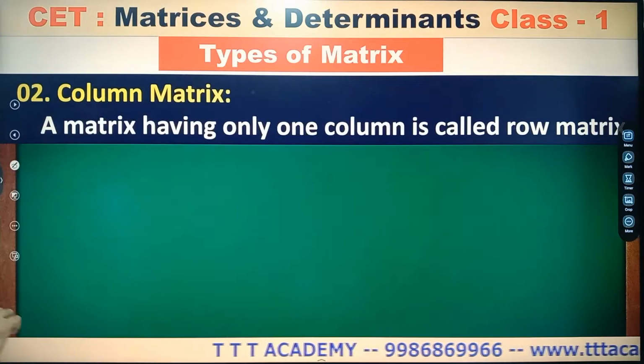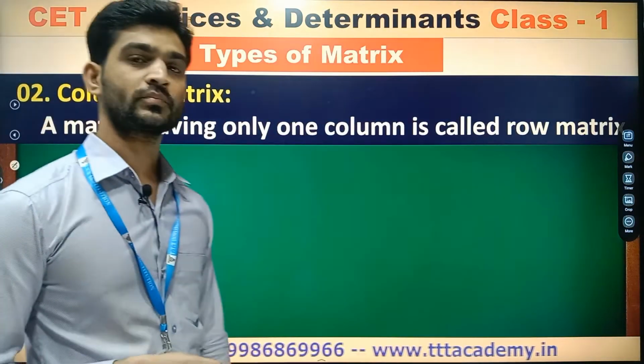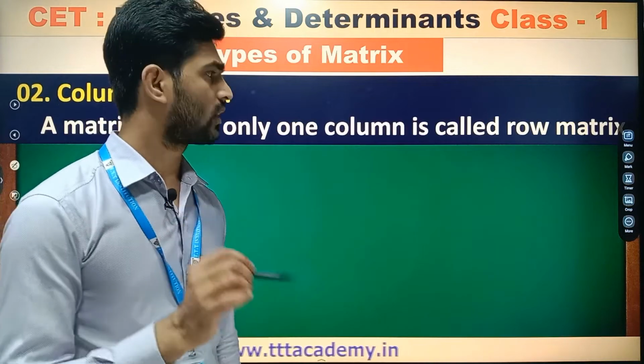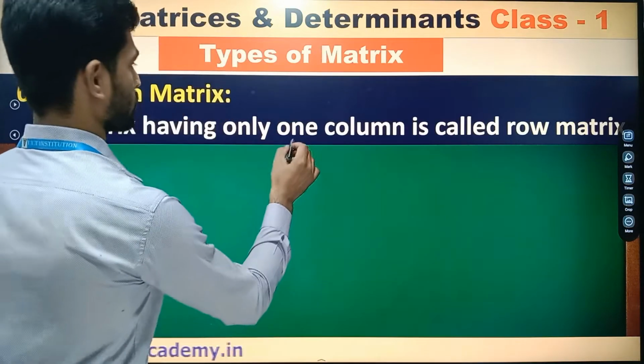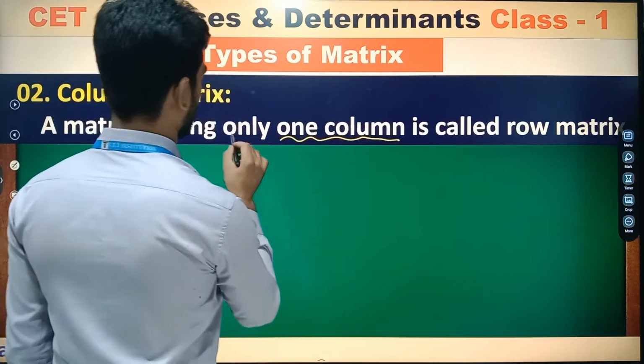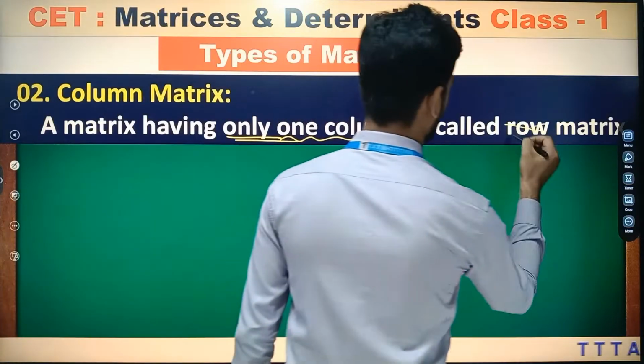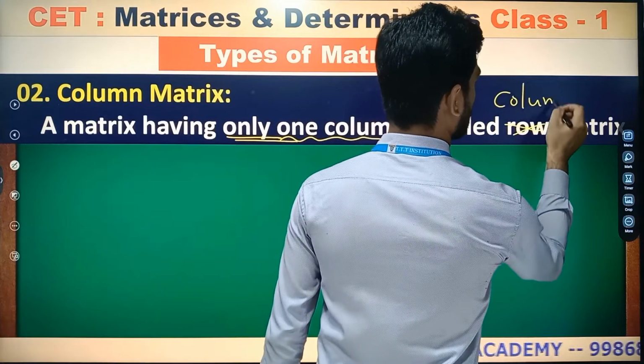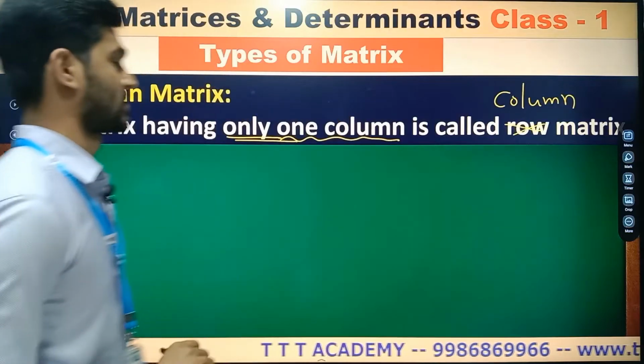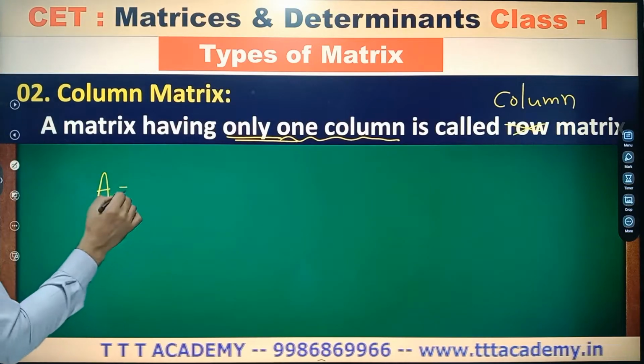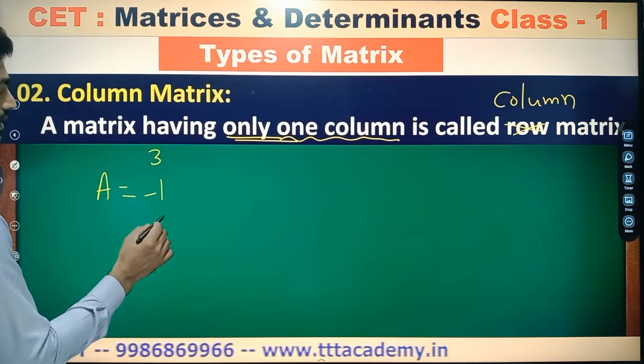Second one, that is column matrix. What is a column matrix? The matrix consisting of only one column. Observe, only one column, if there is only one column, such a matrix we call a column matrix. That is going to be called as column matrix. So example here, so A is equal to 3 minus 1 6.